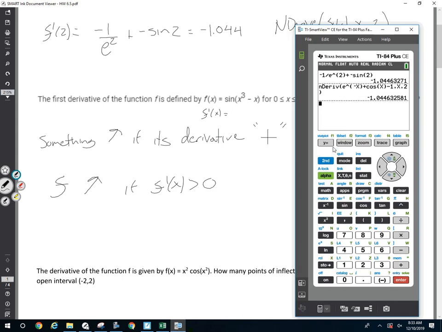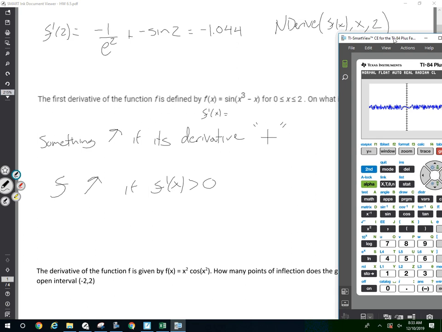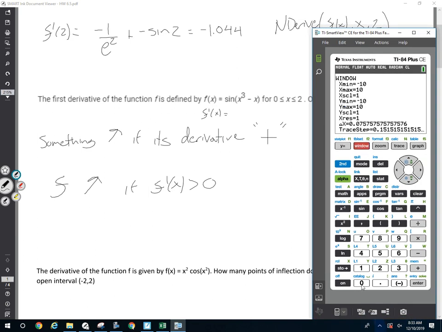I'm going to graph f prime. And I'm going to see when it's positive. Now, notice, if you graph it like this, it's going to be very tough to do. If you adjust your window so it's between 0 and 2, that might help. 0, x min, x max. We don't really care about the y's, mins, and maxes being from negative 10 to 10 because we just want to see when it's like above or below the x-axis. So why don't we go from like negative 1 to 1?